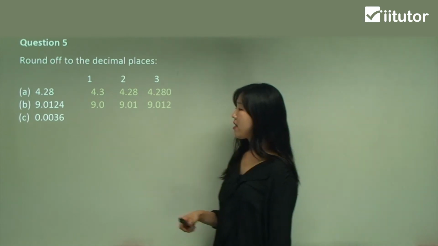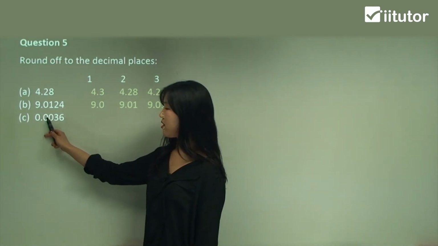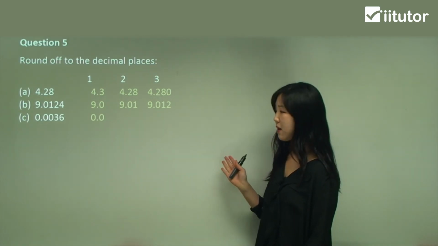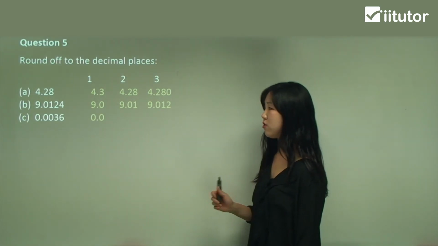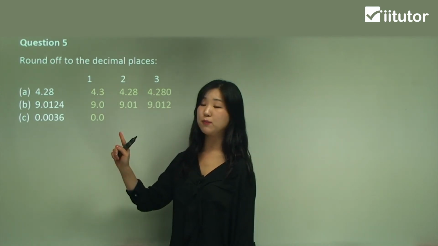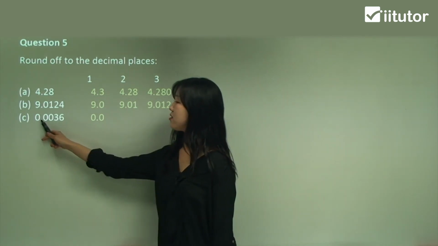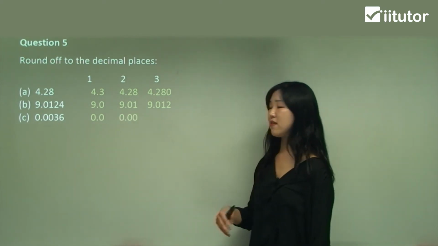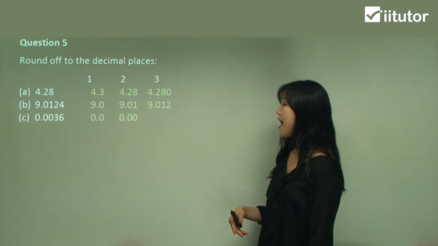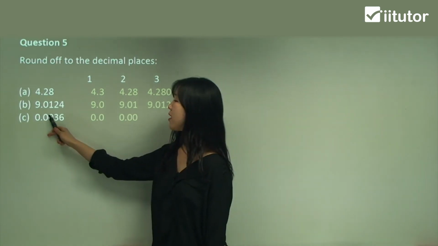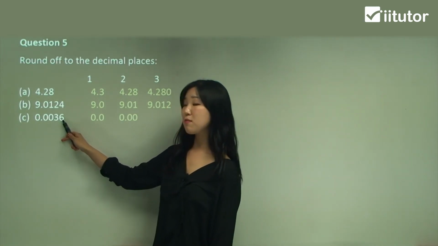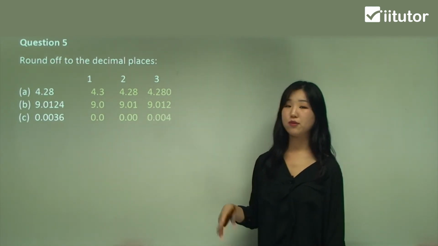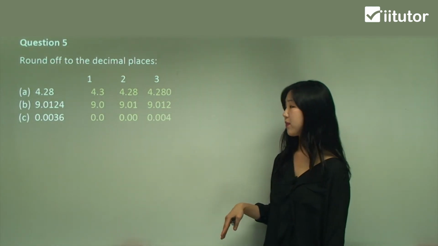C. One decimal place is just 0.0, isn't it? That's all you need to write, 0.0. I know it's quite silly to look like that, but that's still the answer to this question if it asks you to do it to one decimal place. Now two decimal places, it's 1, 2, and the next number is less than 5, so we just leave it as 0.00. And three decimal places, you go 1, 2, 3. The next number 6 is greater than 5, so you have to round 3 up to 4, so 0.004.